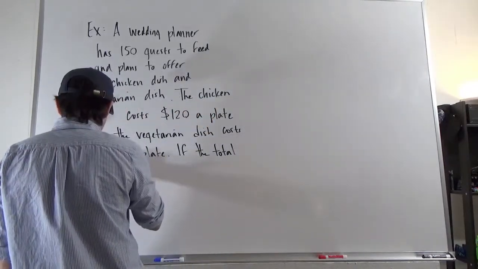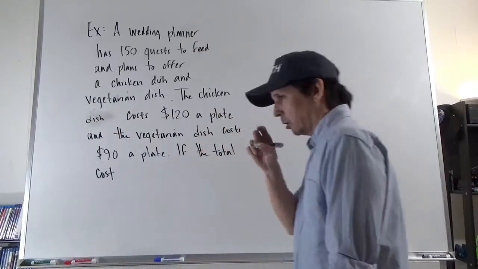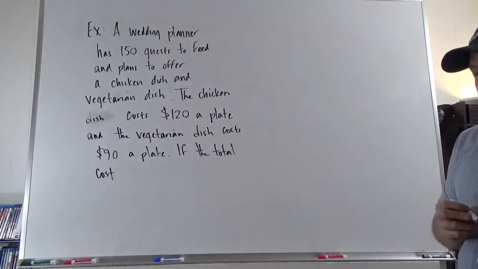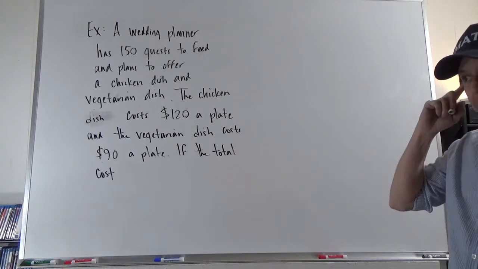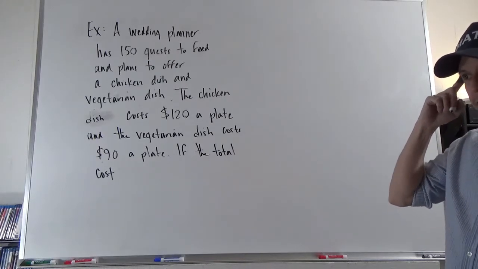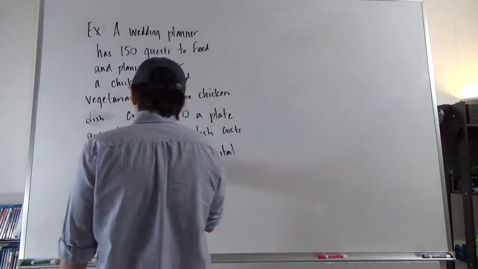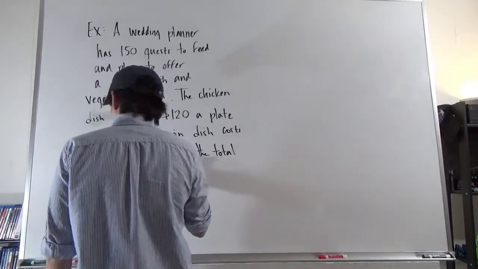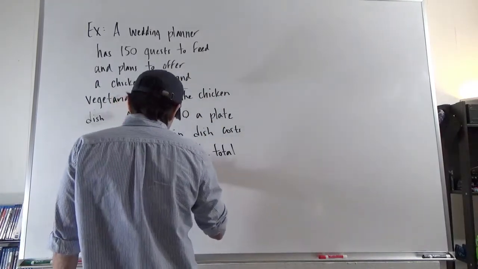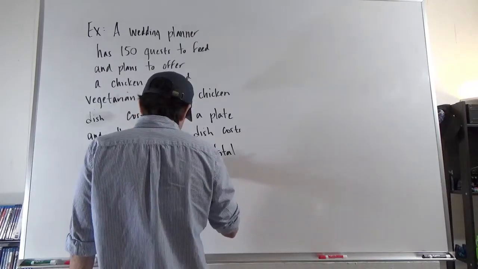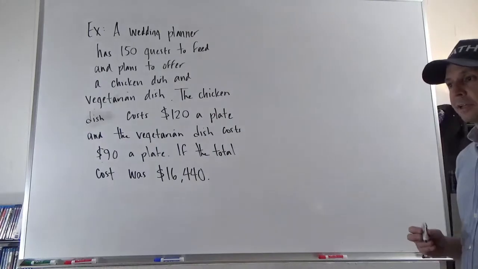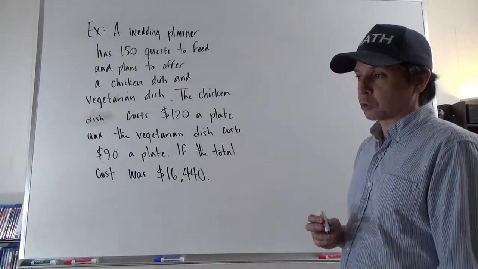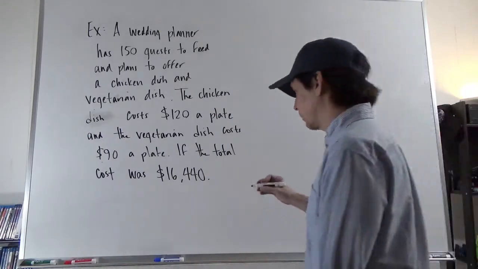And the total cost will depend on how many people choose a chicken or how many people choose a vegetarian. Hopefully more people choose a vegetarian, so it's not going to cost us as much money because it's a cheaper dinner. But if we know the total cost was $16,440 just to feed your guests, from that figure you can then figure out how many people chose a vegetarian and how many people chose a chicken.